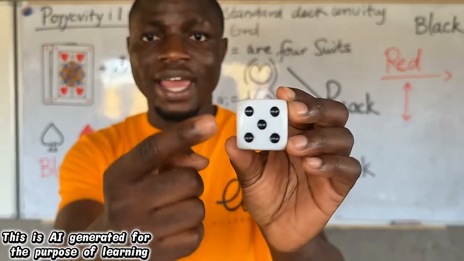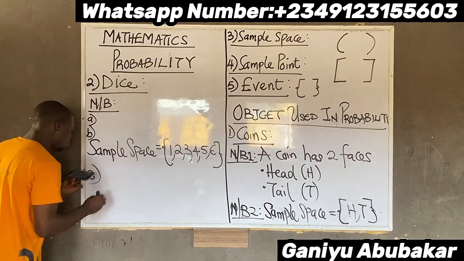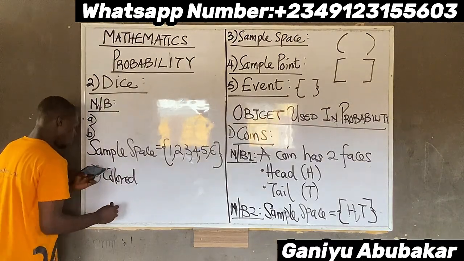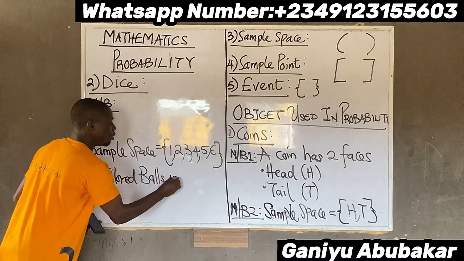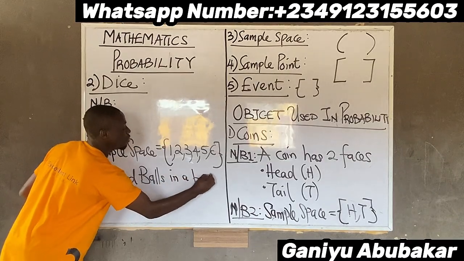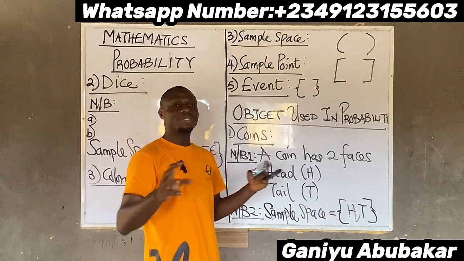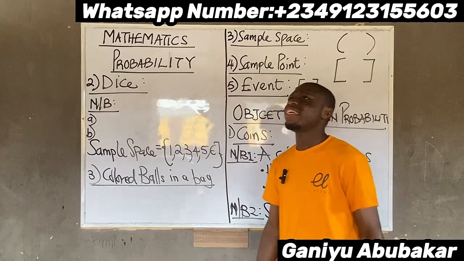When we roll it, any number from 1 to 6 can occur. The next object is called colored balls in a bag. The kind of object they do use is called colored balls in a bag.